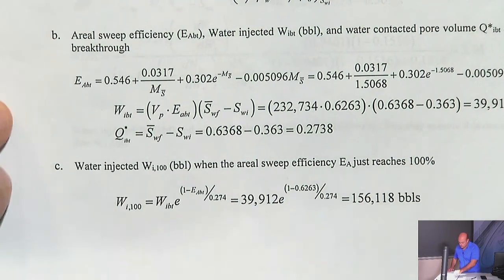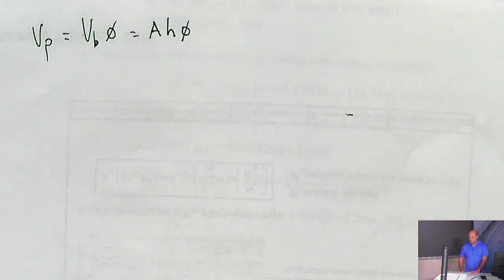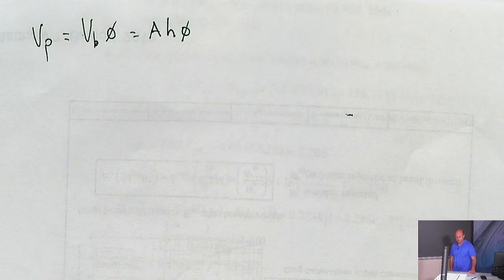Okay, so the next question. Okay, this one might require a little bit more thinking. What about the oil production and water oil? Well, don't worry too much about the water-oil ratio, but what is the oil production in barrels when we've injected 50% of the water injected at breakthrough?